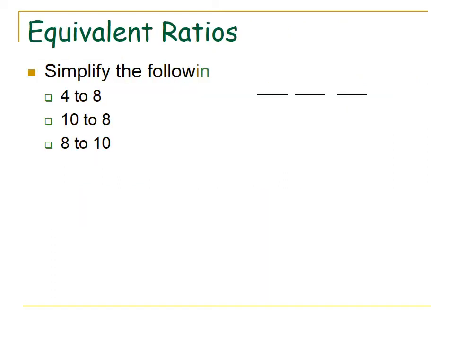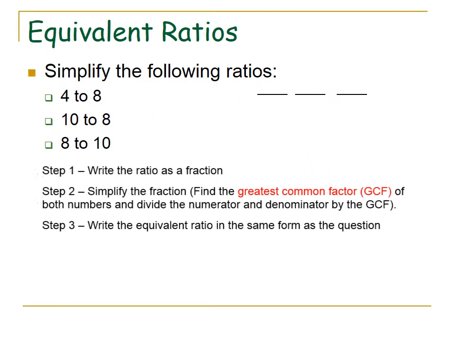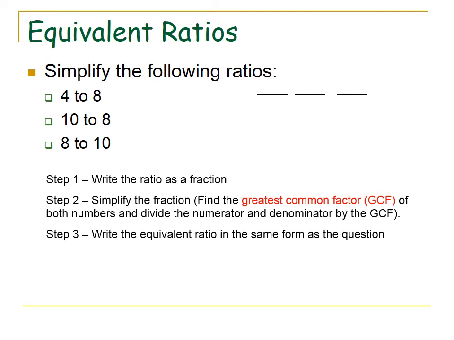Now, how do we simplify the ratio? We have this question: simplify the following ratios. First one, 4 to 8. The second one is 10 to 8. And the third one, 8 to 10. Step 1. Write the ratio as a fraction. Second step, simplify the ratio: find the greatest common factor, GCF. Remember, the greatest common factor is the same as the highest common factor.